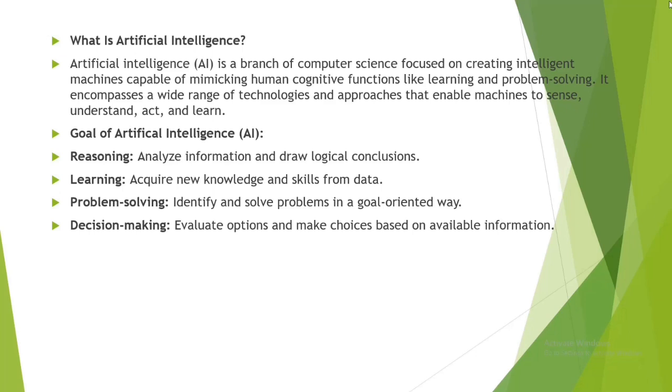Next, what are the main goals of artificial intelligence? Reasoning, learning, problem solving, and decision making. These are all the goals. Reasoning means it will analyze the information to reach logical conclusions, and learning means it will acquire new knowledge and skills from the data. Problem solving means it will identify and solve problems in a goal-oriented way. Decision making means that based on the choices, it will make decisions.